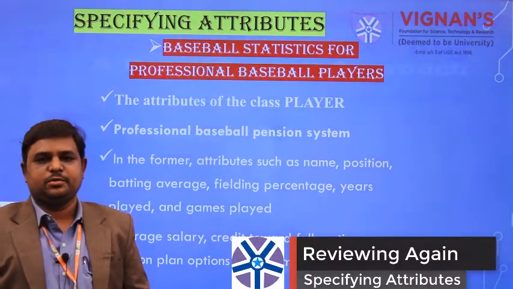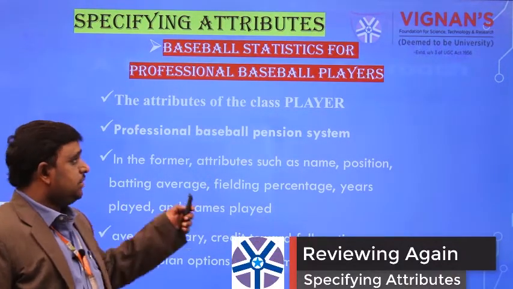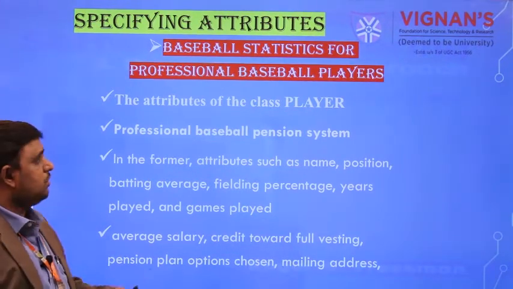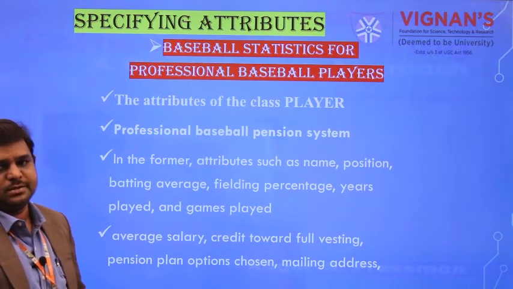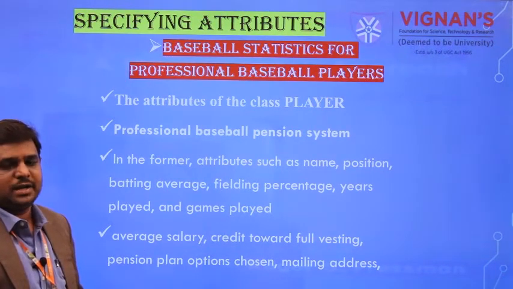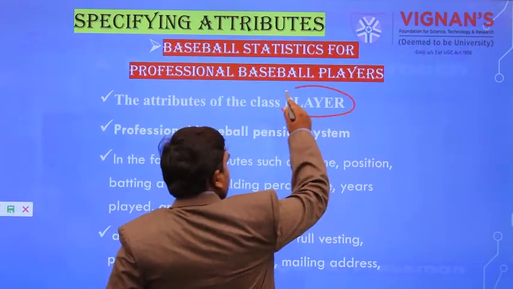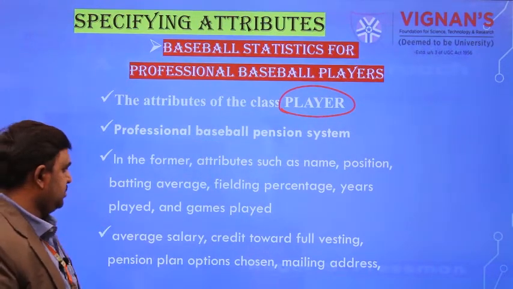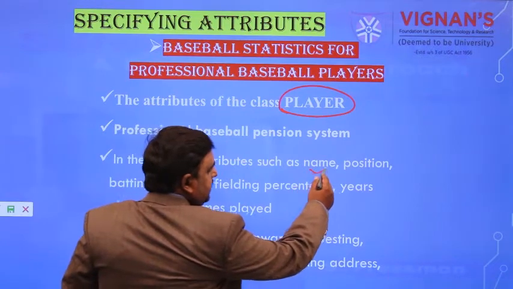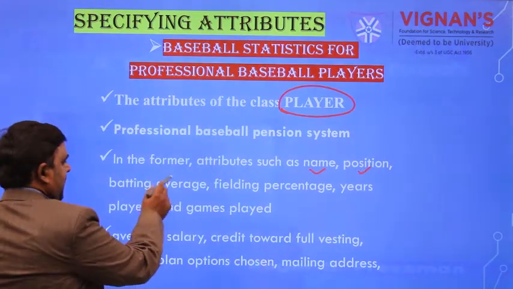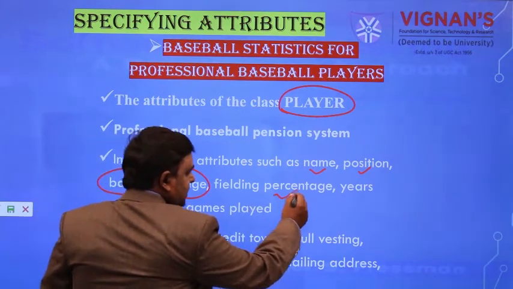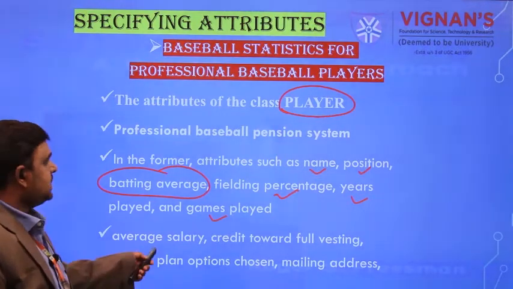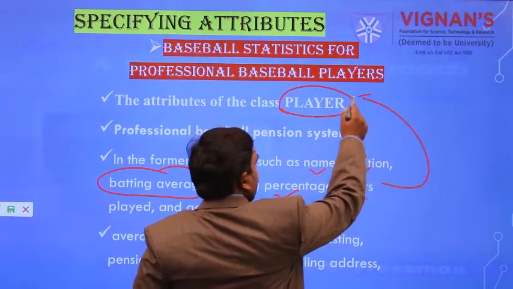In specifying attributes, we are going to see the example. If you are going to develop baseball statistics for professional baseball players, if you are going to develop software for these professional players, first there will be a class. We need to create a class called players. In that players class we will be having attributes like the name of the player, his position, the batting average, his fielding percentage, how many years he played, and how many games he played. So these are the attributes which are related to the player.